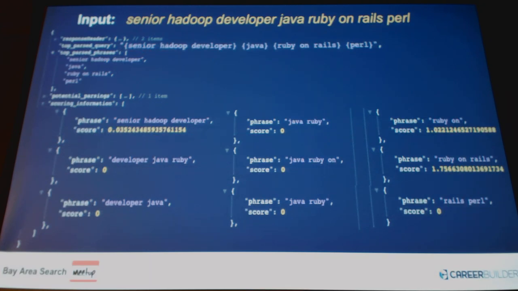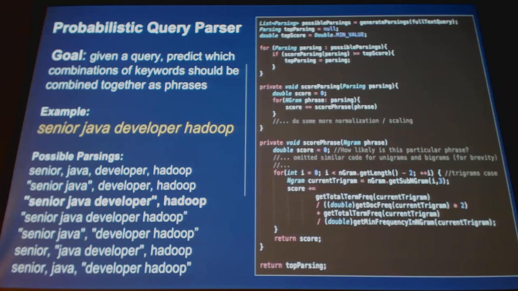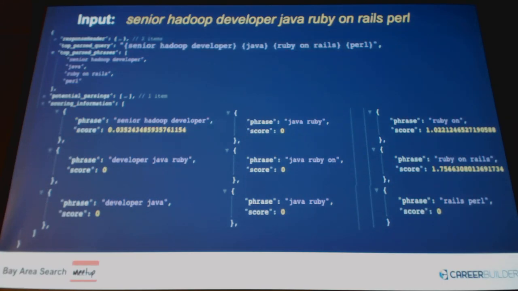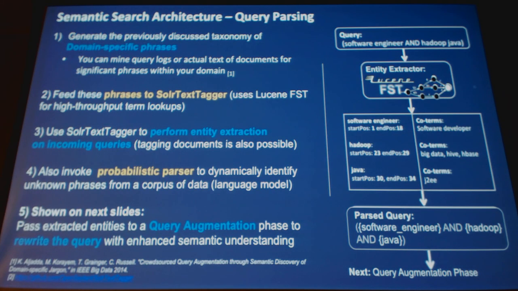Okay, so to tie this back in together, I talked about the probabilistic parser and I talked about our taxonomy. The general query parsing architecture looks like this. First of all, we create that taxonomy by mining our query logs. Secondly, we feed those query logs into a project that's called the Solr Text Tagger.